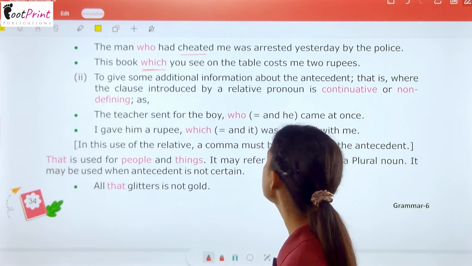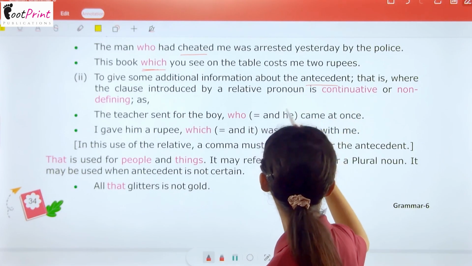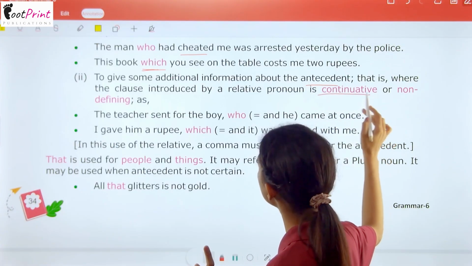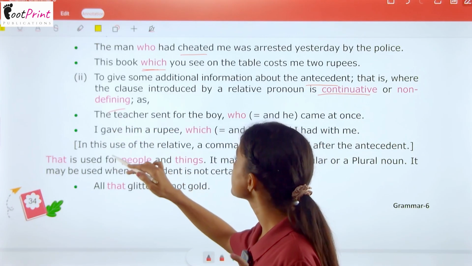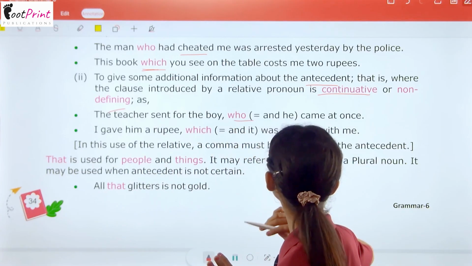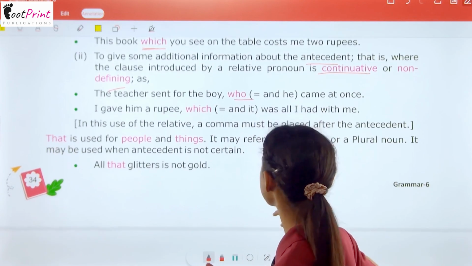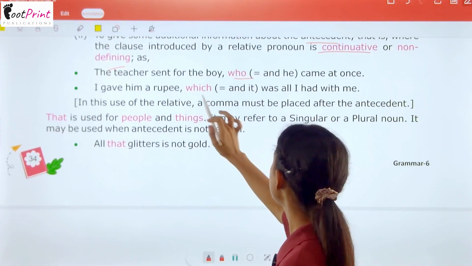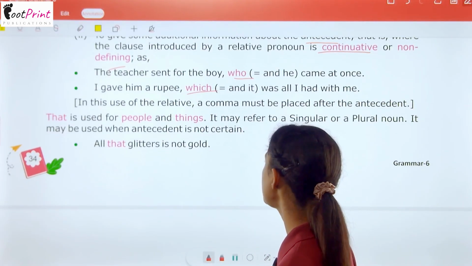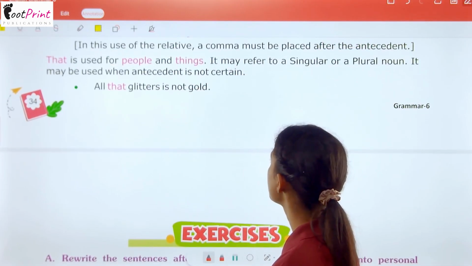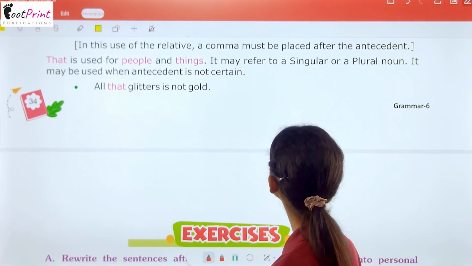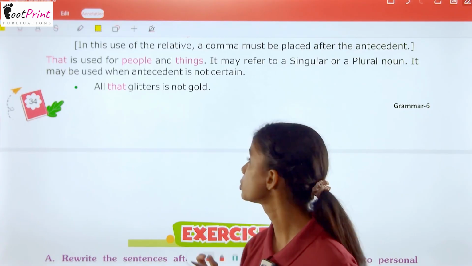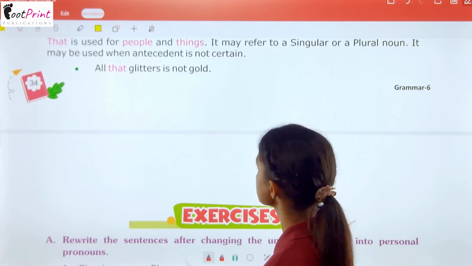To give some additional information about the antecedent, that is where the clause introduced by a relative pronoun is continuative or non-defining, as: the teacher sent for the boy, who came at once. So we are using them as clauses. I gave him a rupee, which was all I had with me. So in this use of the relative, a comma must be placed after the antecedent.